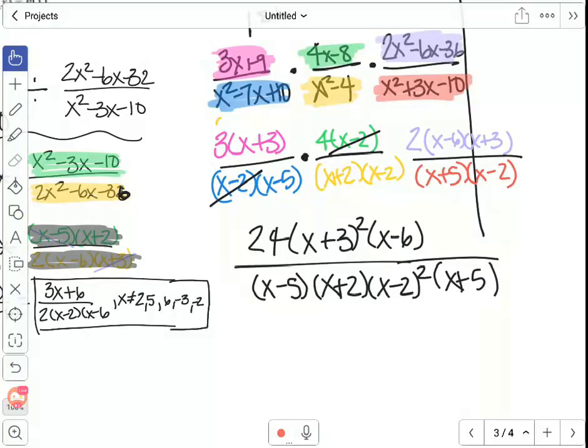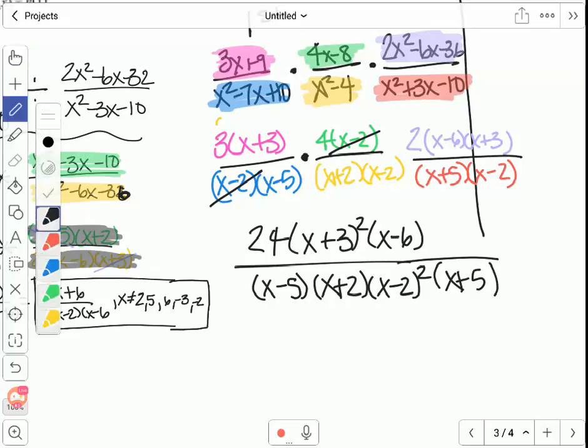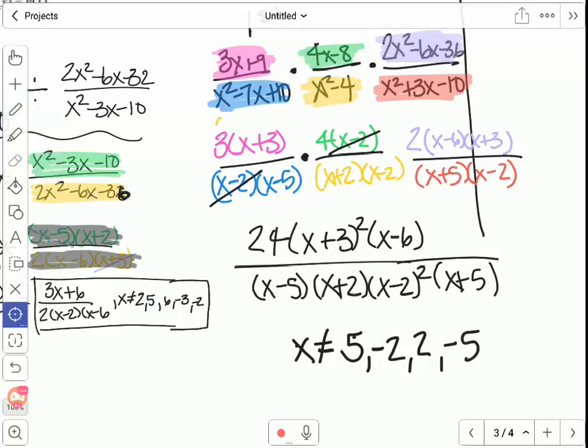Now we just need to figure out what our excluded values are. We've got to figure out all of our excluded values. So we start with what we still have in the denominator. x cannot be 5, x cannot be negative 2, it cannot be positive 2, it cannot be negative 5, and that's it, because the only other thing that was in the denominator was this x minus 2 here, which we already had another one here.